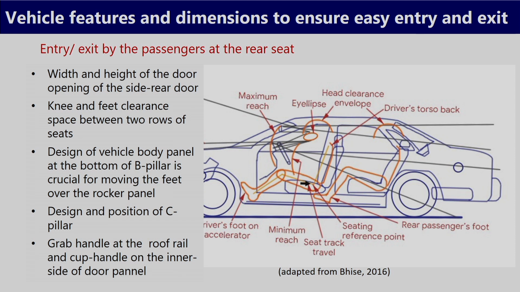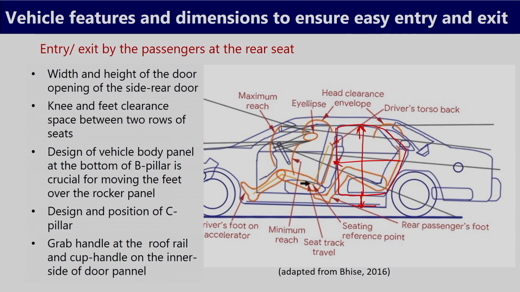Now, apart from the driver's seat, the scenario for the co-passenger beside the driver is almost similar to the driver's seat. But for the passengers sitting on the rear seats, for their entry and exit we need to consider the rear side door dimensions, that is, how much the door opening is and how it is affecting them. If we look at this image, the height of the door from the rocker panel to the roof rail shows how much head clearance is available while the passenger is entering the vehicle. Similarly, the horizontal distance from the B pillar to the C pillar indicates the lateral or horizontal space available for the entry or exit process.